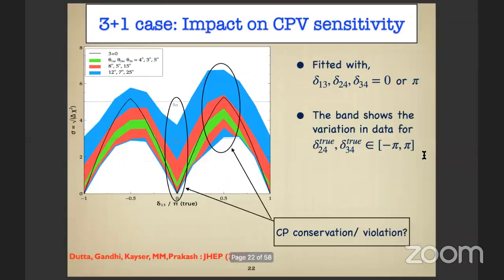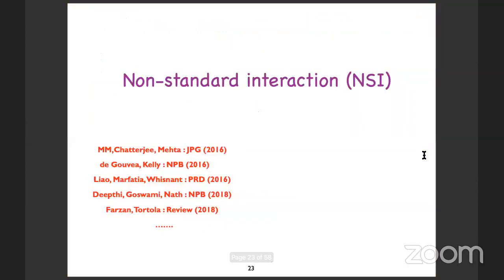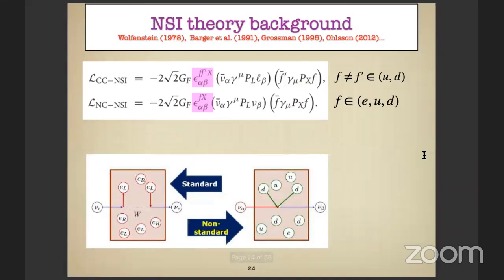Okay, so we have now discussed the exploration of CP violation in presence of sterile neutrinos. Now let us go to another new physics, namely non-standard neutrino interaction. And here we will discuss the issue of mass hierarchy sensitivity. So what is non-standard interaction or NSI? Basically, this is the NSI Lagrangian, and it can be both charged current and neutral current.